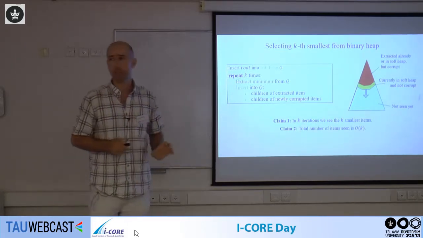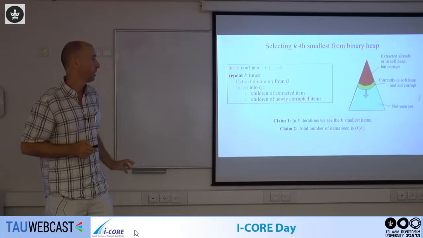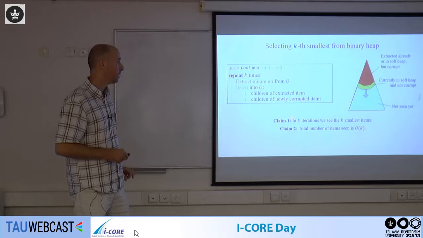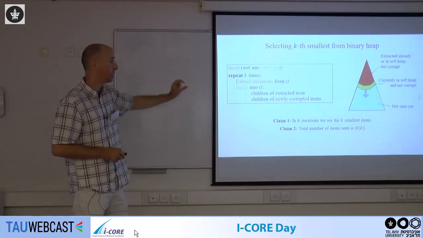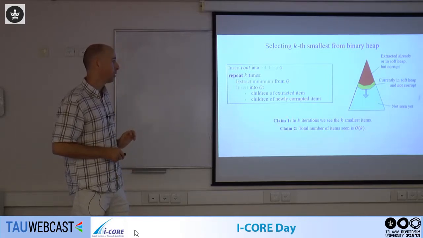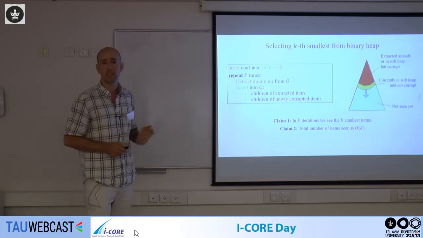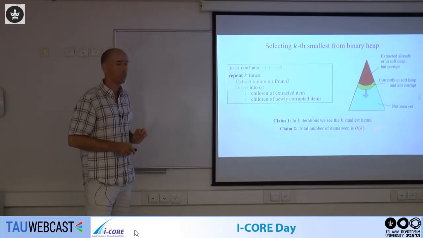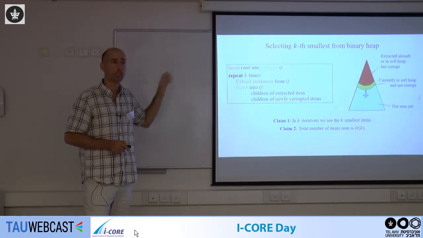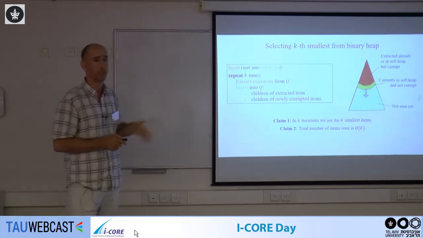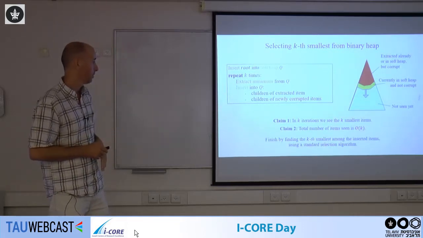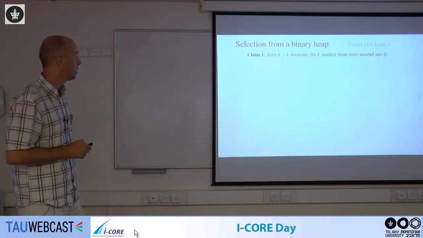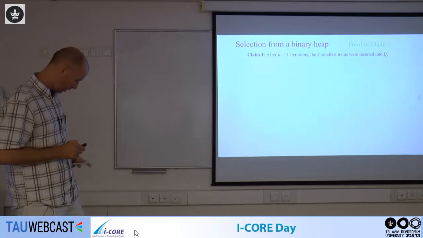So there are two claims which show that this gets the k selection. So in k iterations, we actually meet the k smallest items, and in total, we don't have to insert more than a linear number. So then we end up with the order of k smallest elements, and then we can do a classical selection to find the actual kth among them. Yes, so I will only sketch these proofs.